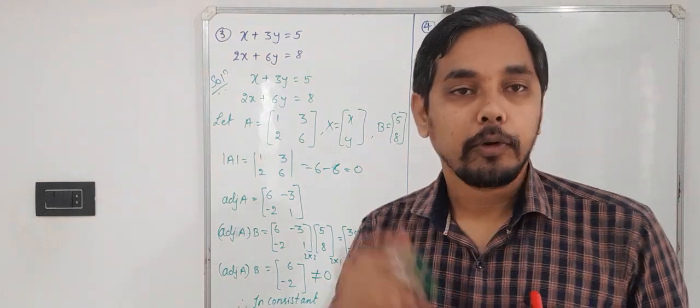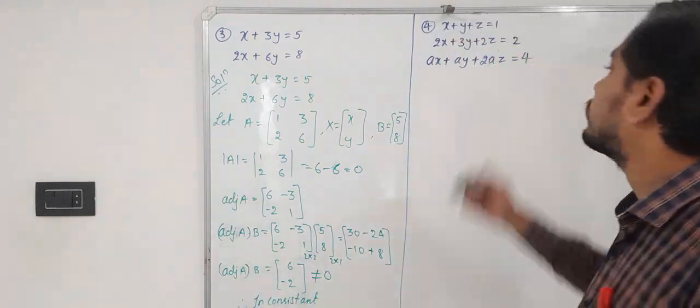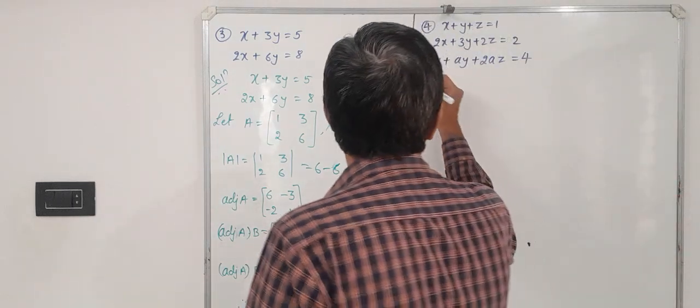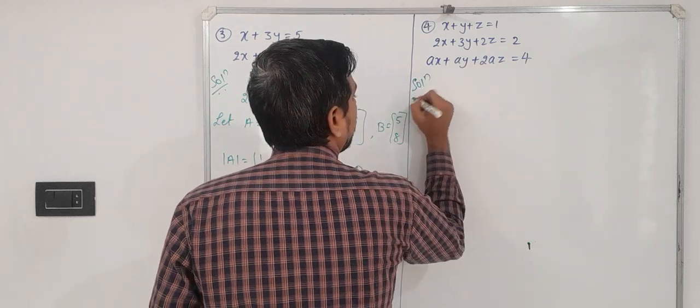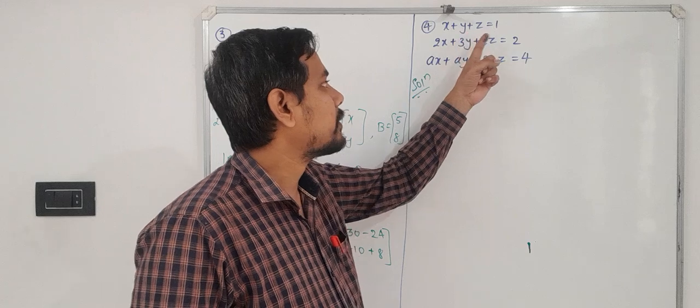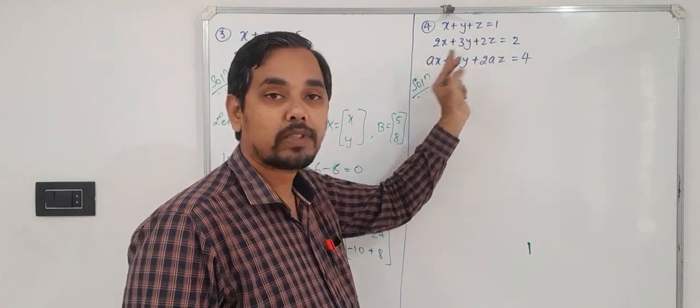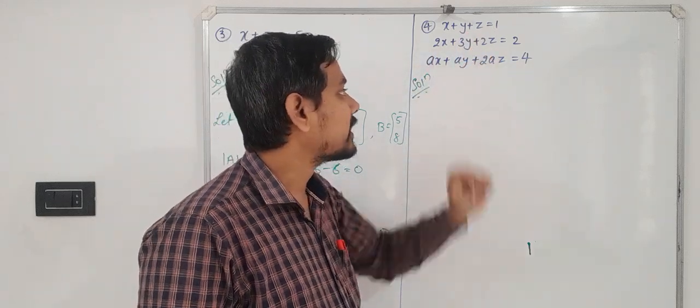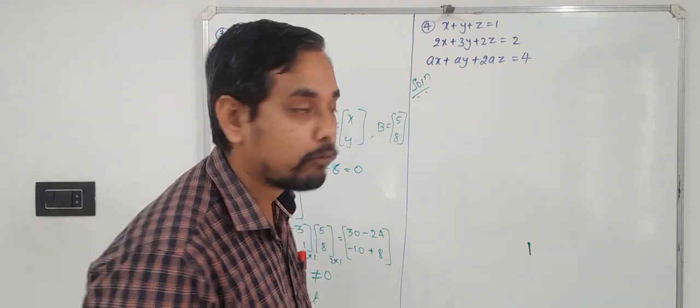Okay friends, I hope you have noted down this one. So let's proceed to this thing. Okay. So now the given system of equations, it is what? x plus y plus z is equal to 1, 2x plus 3y plus 2z is equal to 2, and ax plus ay plus 2az is equal to 4.